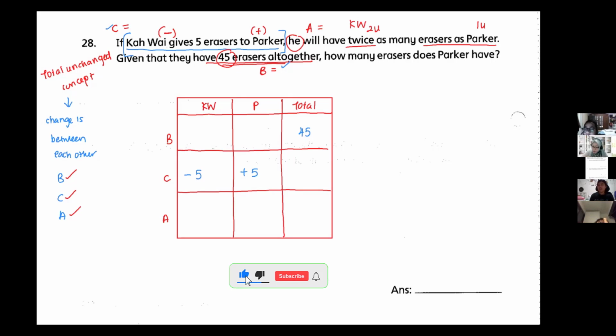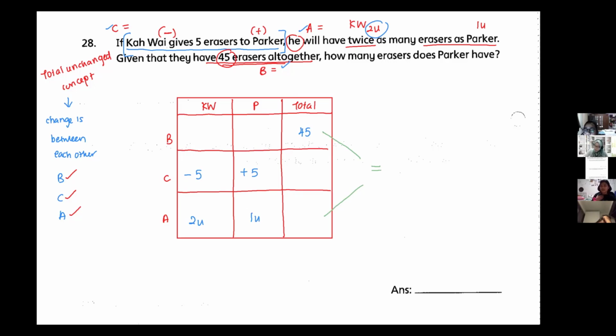Then I want to know the after. After Kawe, if you look there, is 2 units. So you put there 2 units. After Parker is 1 unit. So I know that for the total unchanged concept, the change is between one another. The total before and after will be the same.